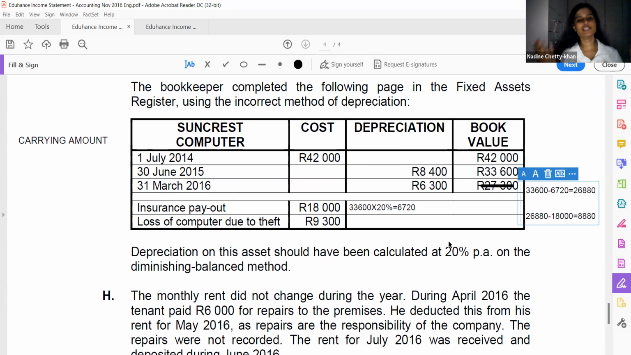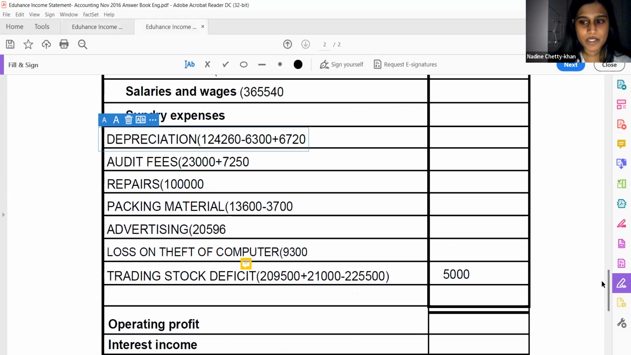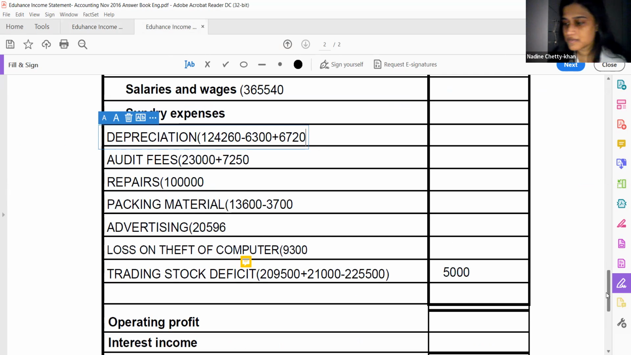Remember, we're still making a loss because we are getting paid less from the insurance versus the carrying value on the date that the computer got stolen. The carrying value is 26,880, but the insurance paid us 18,000. So they didn't compensate us for the full value of the computer. So we still got a loss of 8,880. So you're going to have to adjust that loss.